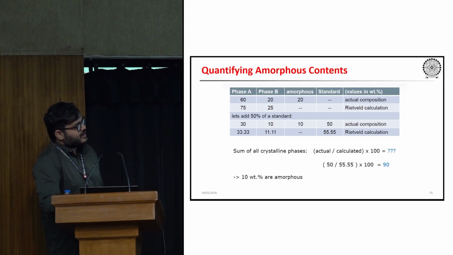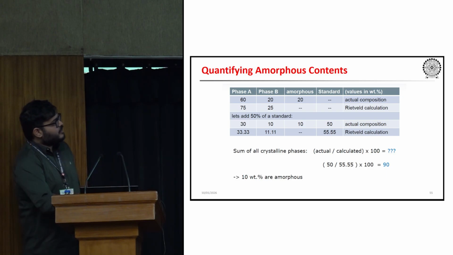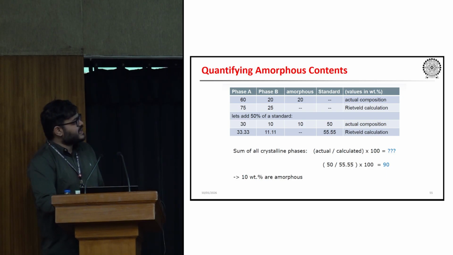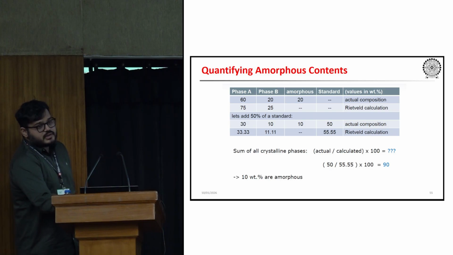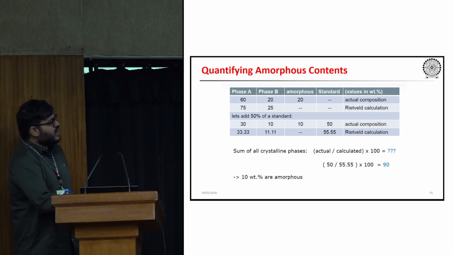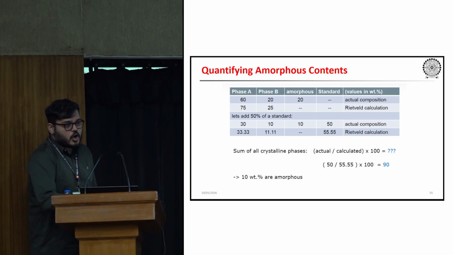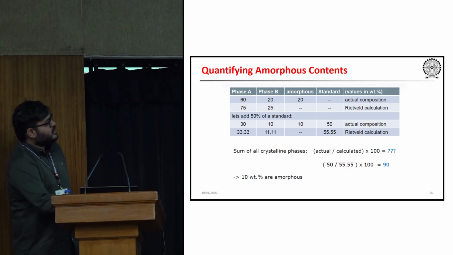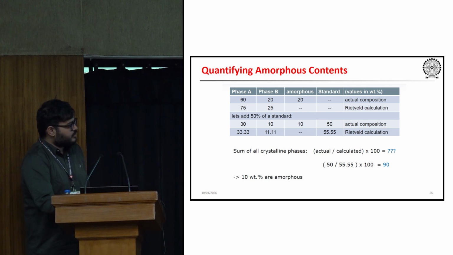And we don't have any standard, so this is the actual composition. If you're doing a Rietveld refinement with only adding crystal structures of phase A and phase B, the software will tell me that your sample contains 75% phase A and 25% phase B, which is wrong. What we tend to do is we'll be adding 50% of a standard, right?